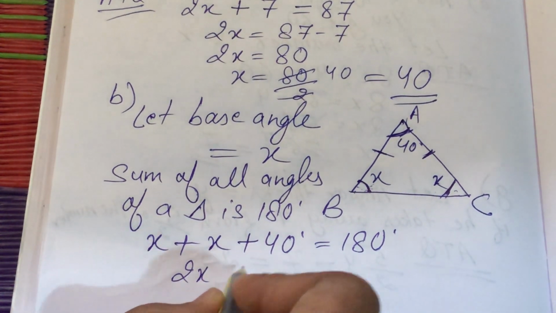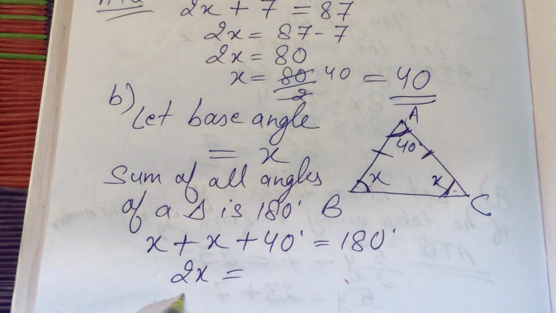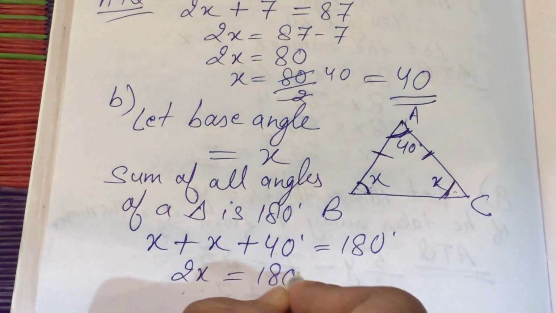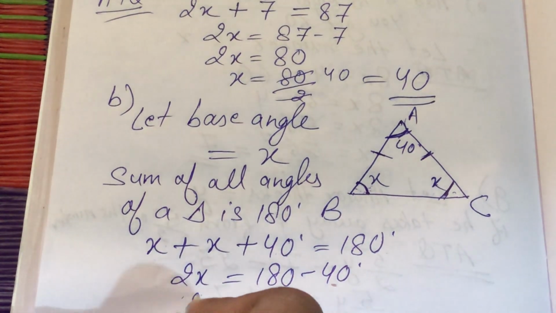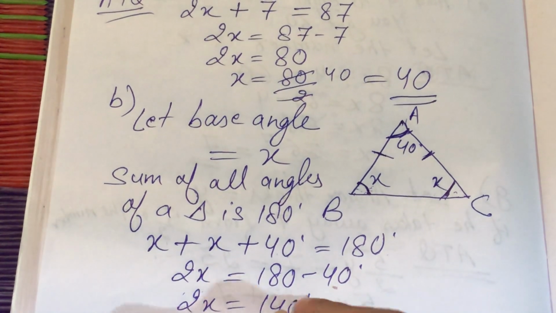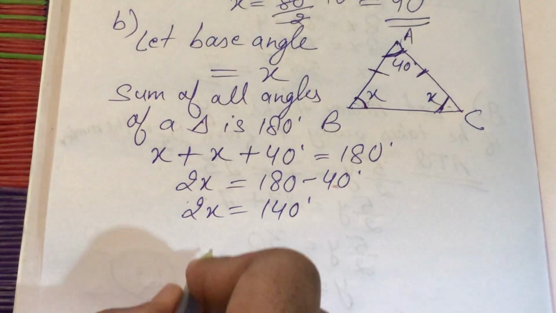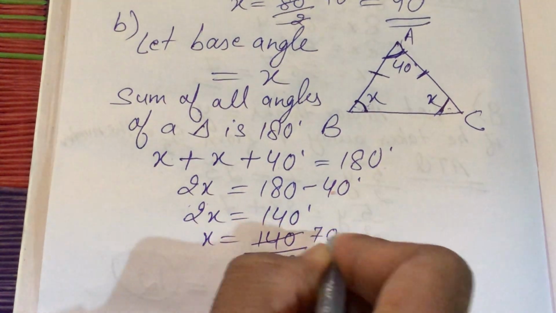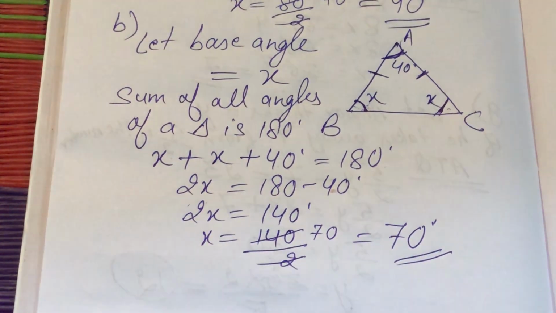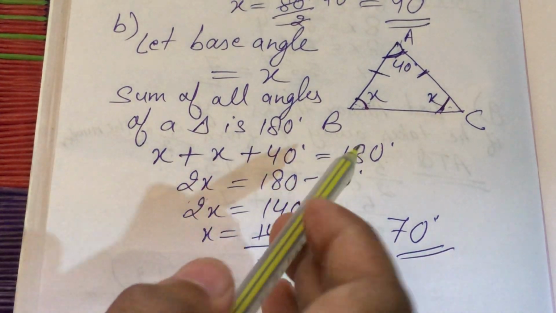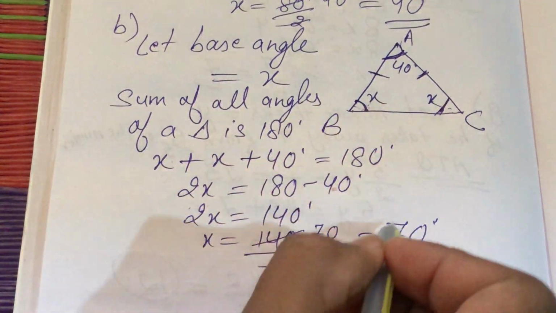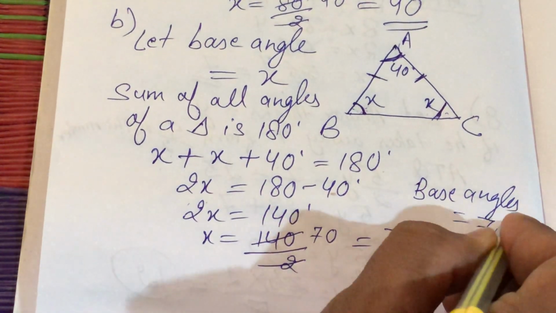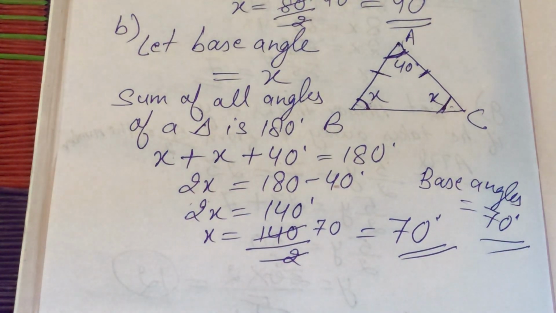So x plus x is 2x, and 40 will be subtracted from 180. 180 minus 40, so 2x equals 140. That means x equals 140 divided by 2. It is 70 degrees. That means the base angles are 70 degrees each. Okay.